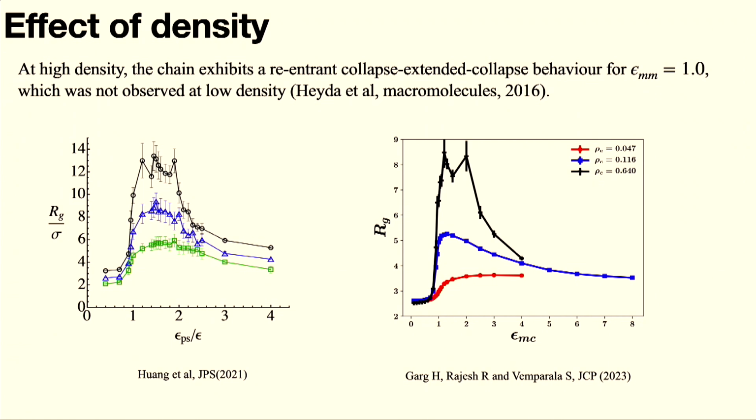So we can conclude that these transitions, like CI to CB or E to CB, are all density dependent, strictly density dependent. They are not absolute transitions.